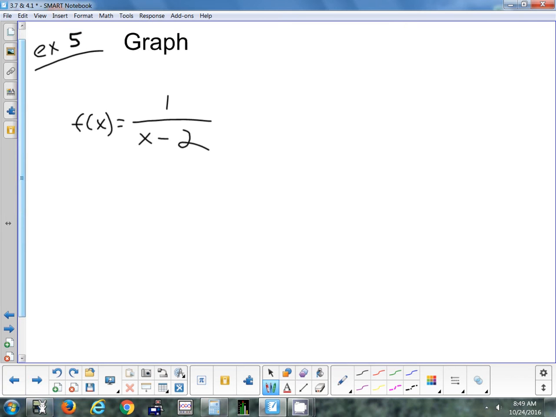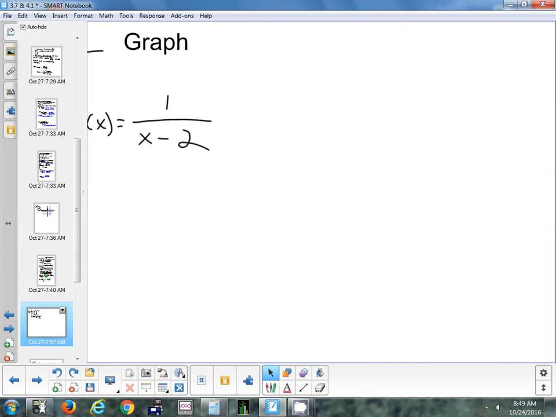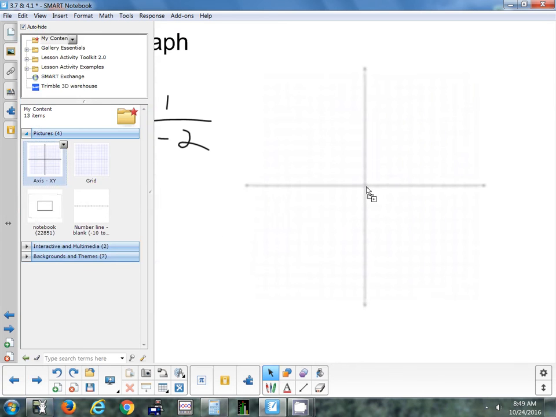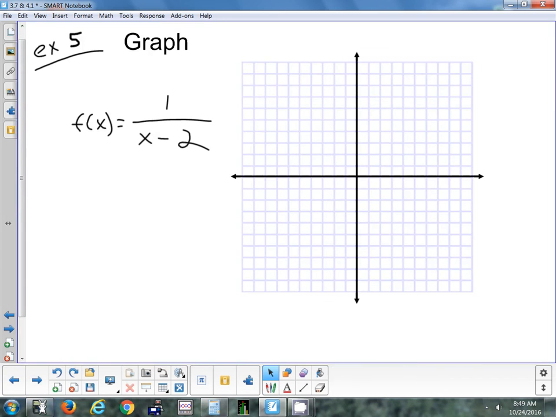And then try a value very close to 2. Let's try a value just to the right of 2. Tom, what's a value just a little bigger than 2? But very, very, very close. 2.01. Sure, 2.01. What's 2.01 take away 2? 0.01. And now if I take 1 and divide by 0.01, I get a huge number. So I'm way up here.